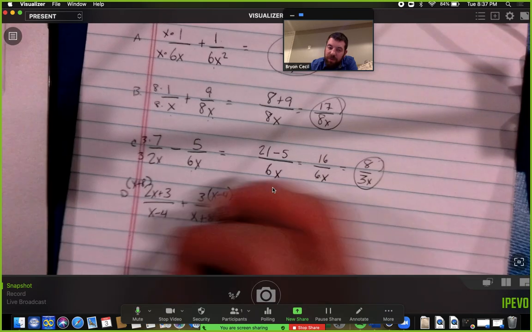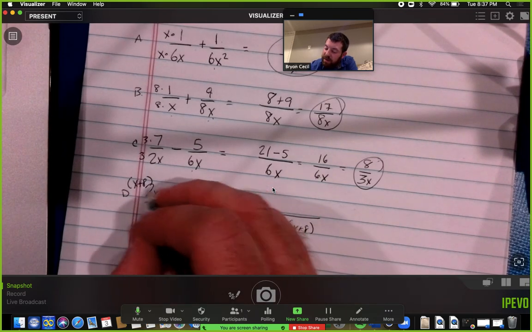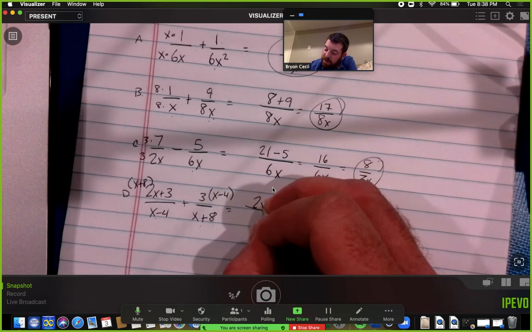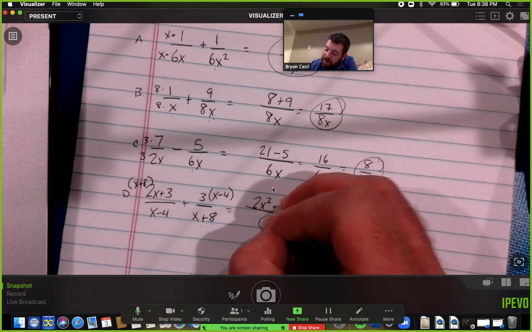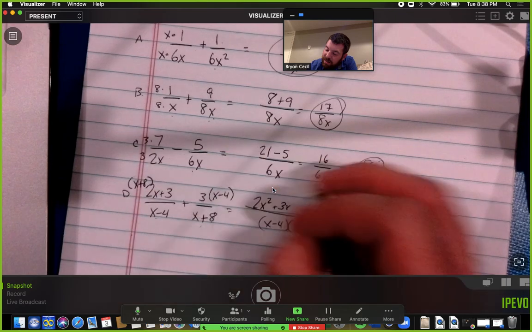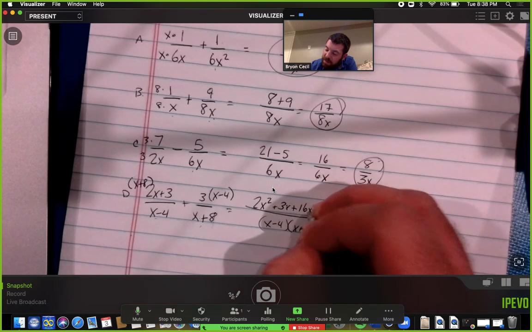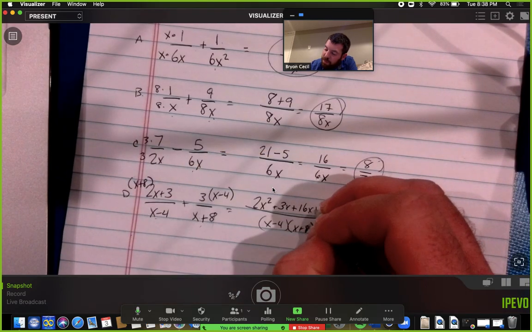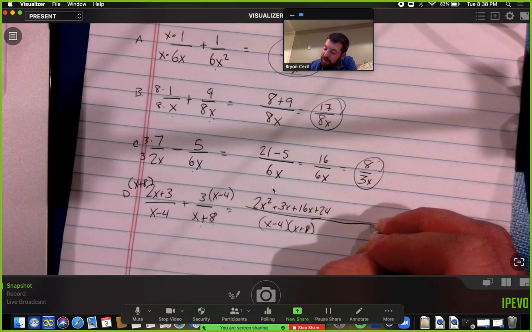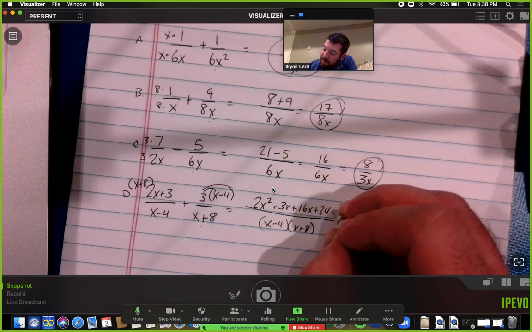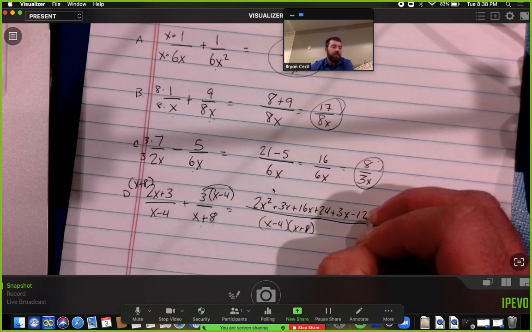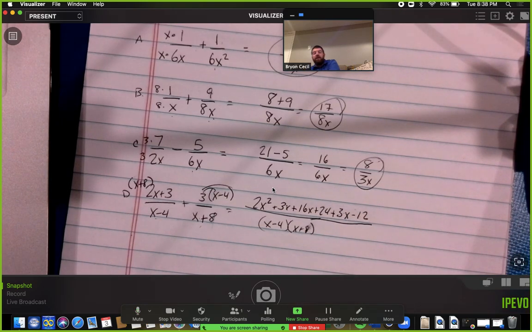Now, we know that x minus 4 and x plus 8 is our denominator. I'm going to have to FOIL these over here, and so I'm going to get a 2x squared doing the first. Doing my outside, I get a 3x. Doing my inside, I get a 16x. And my outsides, I get a 24. Now, I'm going to use distributive property here, and I get a 3x minus 12. Now, combine your like terms.